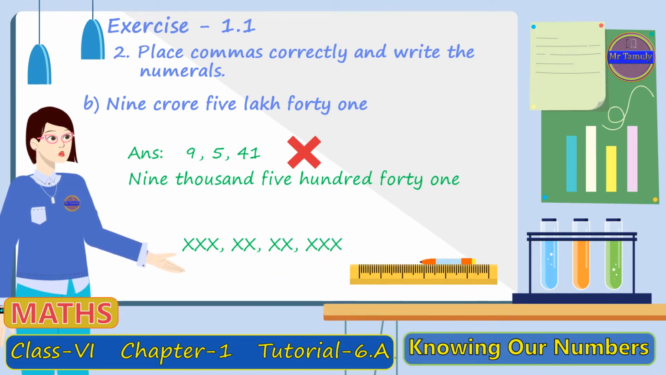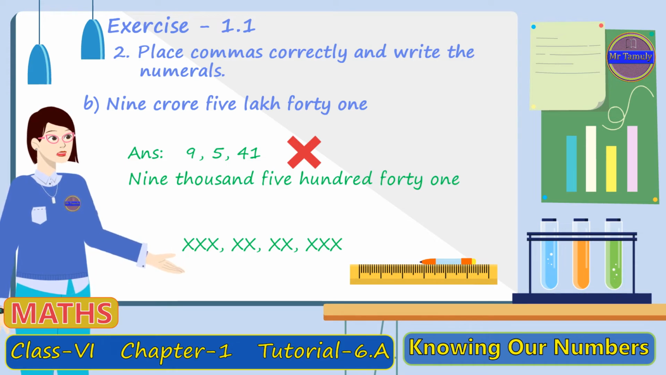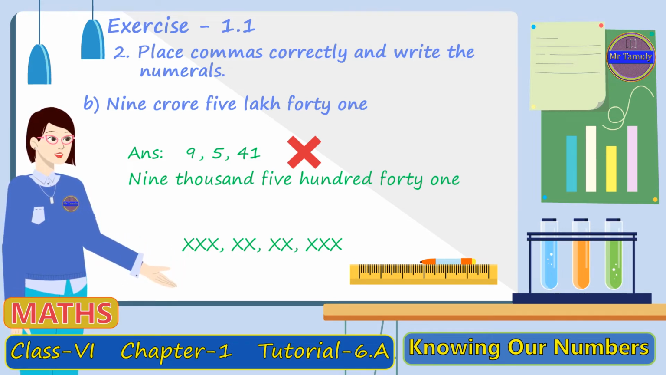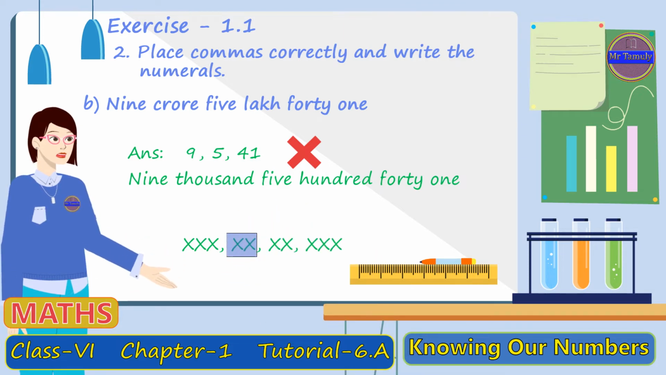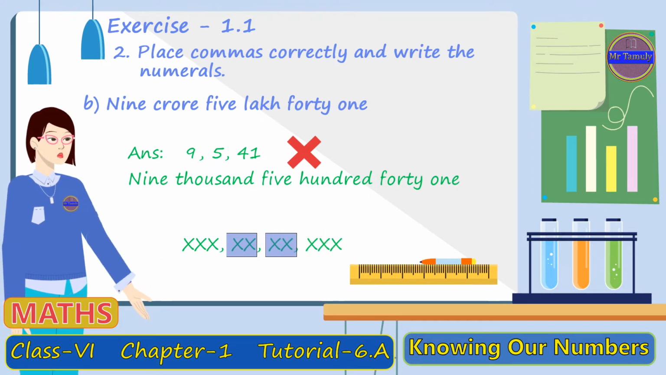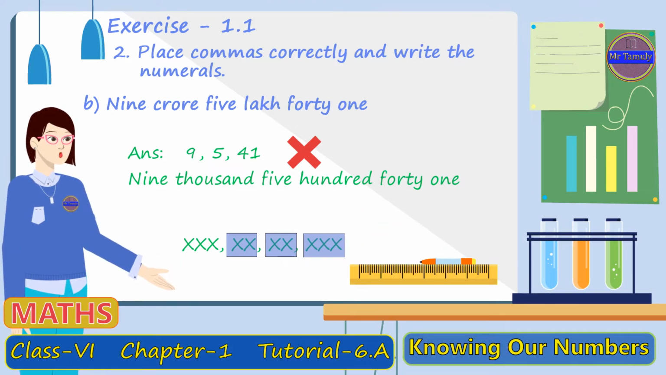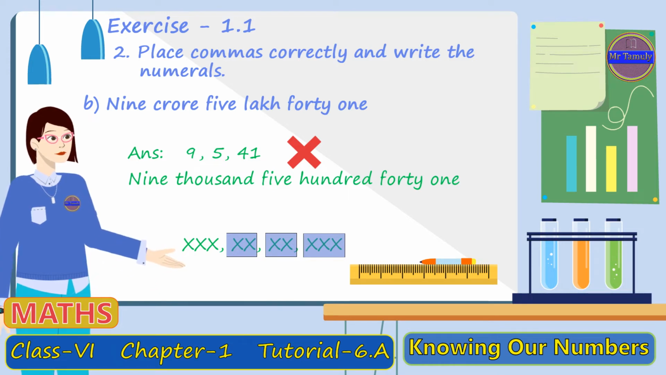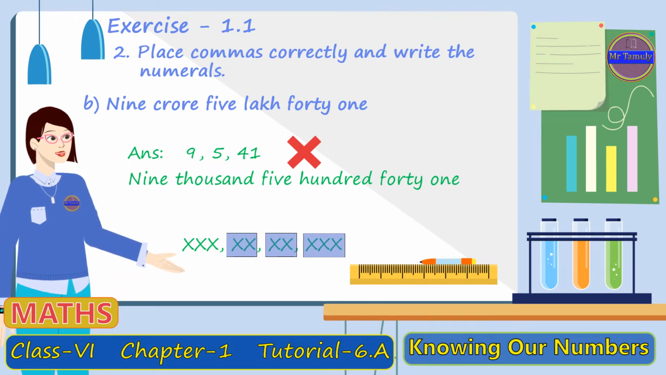In this Indian format, you should keenly observe the important fact that after crore you are to reserve 2 places for lakh. And after lakh you are to reserve another 2 places for thousand. In the end, thousand should be followed by the last 3 digits, which are the positions of 100, 10 and 1. So let's now write the correct numerals for 9 crore 5 lakh 41 using the appropriate format.